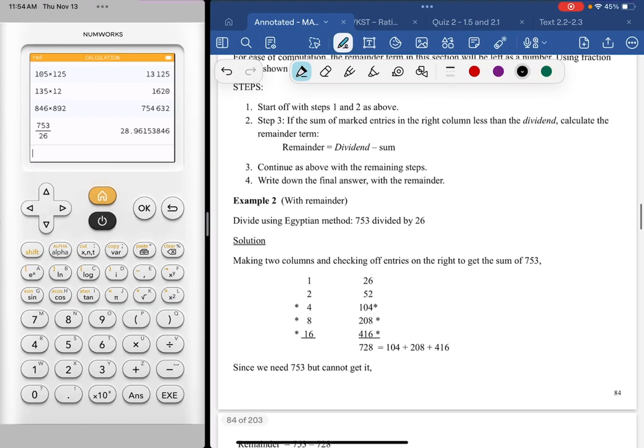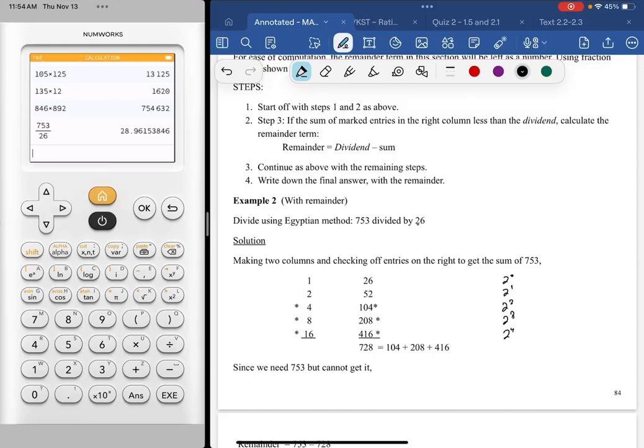Decimal, so we know we're going to get a remainder. We're looking for a target of 753. The problem is if I include one more value in the column, so again, I'll just sketch it out on the side here. I have 2 to the 0th, 2 to the 1st, 2 to the 2nd, 2 to the 3rd, 2 to the 4th.